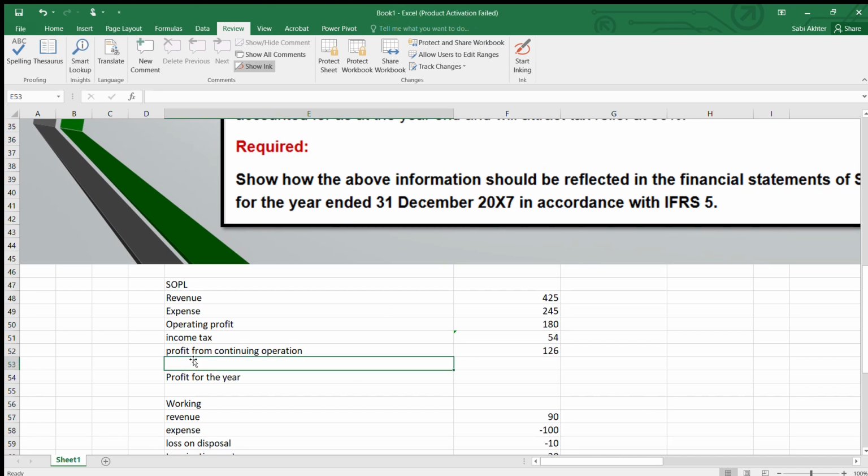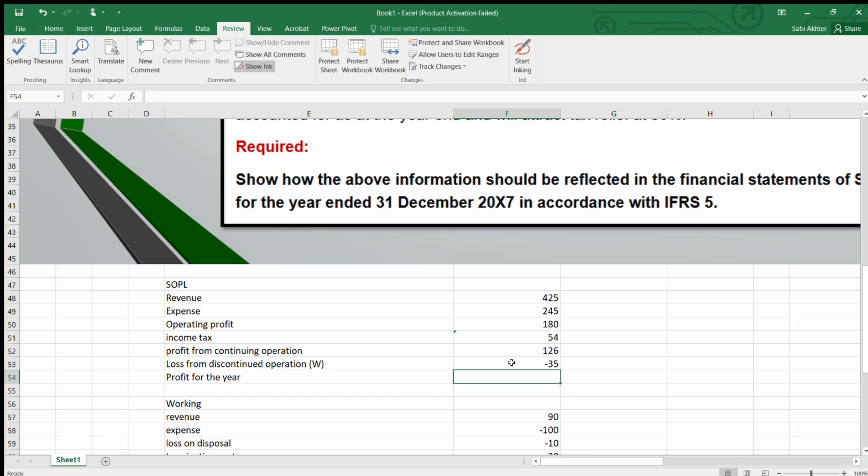So now we are going to write that loss from discontinued operation. And because there's a working to it, we'll show it like this. This is how you have to refer. So what is the loss? It is 35 minus 35.